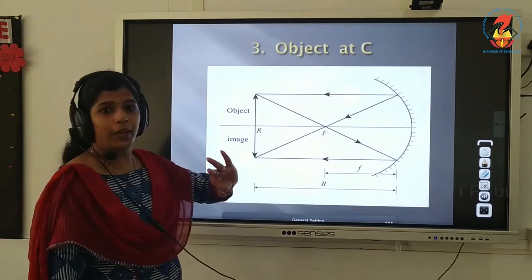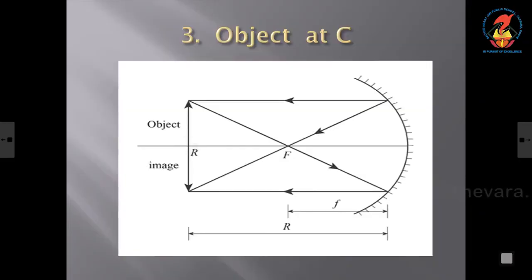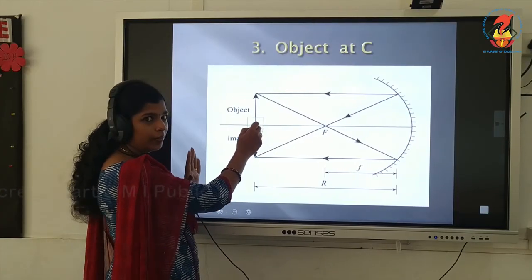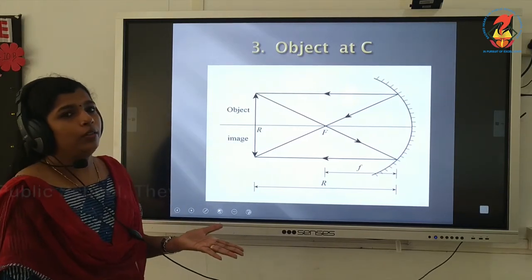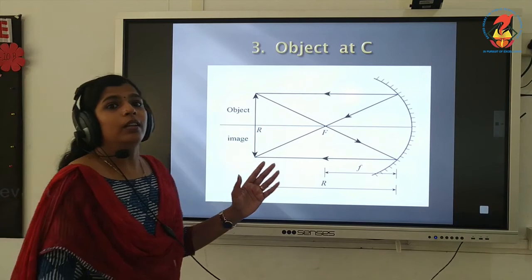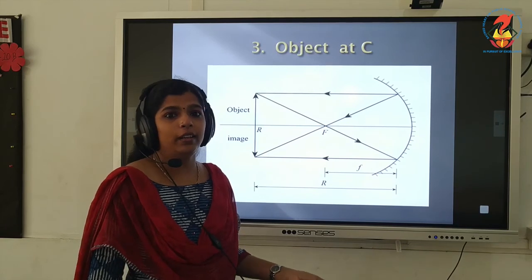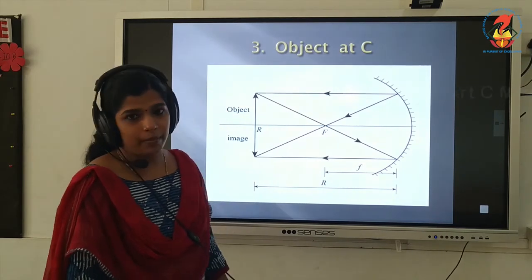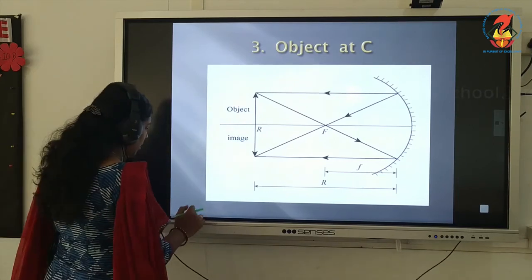Now, third one, the object is at C. This is the object. This position is at C. The same rules you can use. Any of the 4 rules you can use to construct the ray diagram. But here, the third rule we can't use. Since the object is at C, we can't draw a ray of light passing through the center of curvature that will retrace the same path. So, we will do it like this.